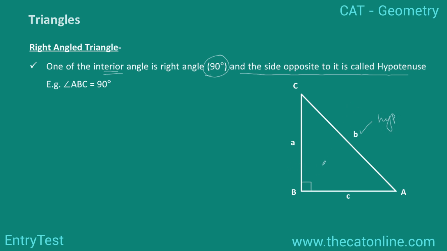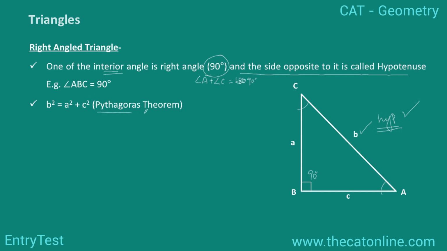It's angle ABC, and since this angle is 90, the sum of other two angles A and C would also be equal to 90 degree. So A and C add up to give you 90 degree. So that means B side has to be the greatest side. Hypotenuse is the longest side in a triangle.